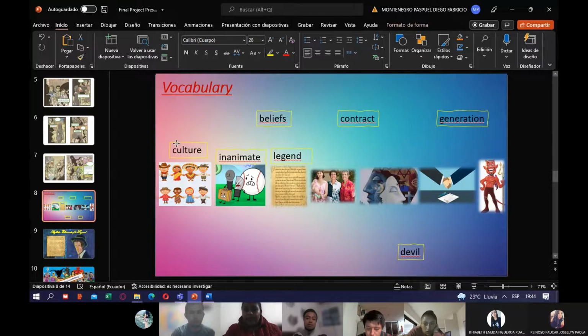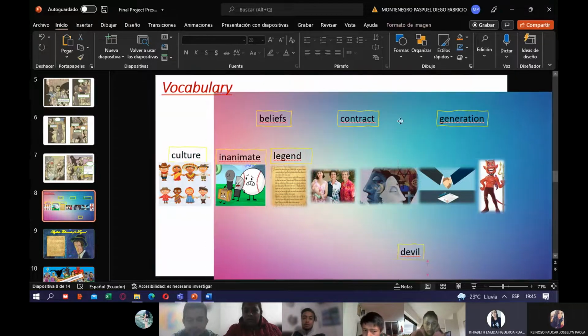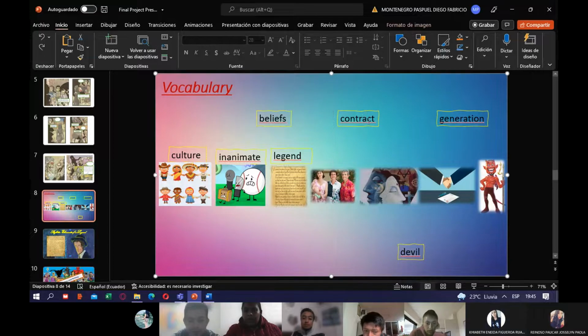You are right. And Kiabet, contract. What image is related with contract? Maybe the one that has two hands, the sixth image, I think. Yes, you are correct.